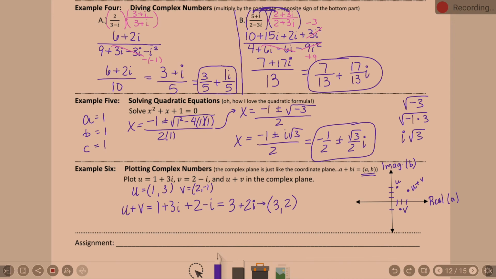Okay. Your homework's on page 51. Realize everything is evens. Okay? So 2 through 16, 26, 28, 34 through 38, 42, and 44.